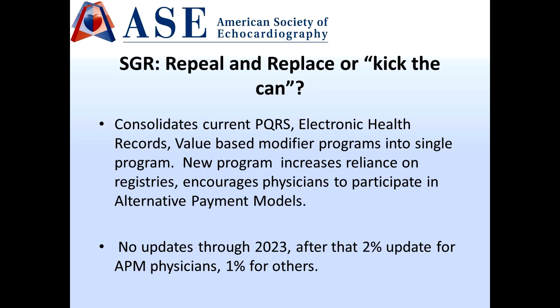So, as I indicated, a number of the challenges that we have are being considered on the Hill right now. Many of these are being considered in the context of the SGR reform and replace bill. That bill would consolidate the current PQRS, electronic health records, value-based modifier, and other programs into a new program, and it would basically freeze updates through 2023. And after that, there would be more minimal updates for physicians outside of an advanced alternative payment model, which is sort of like an ACO.